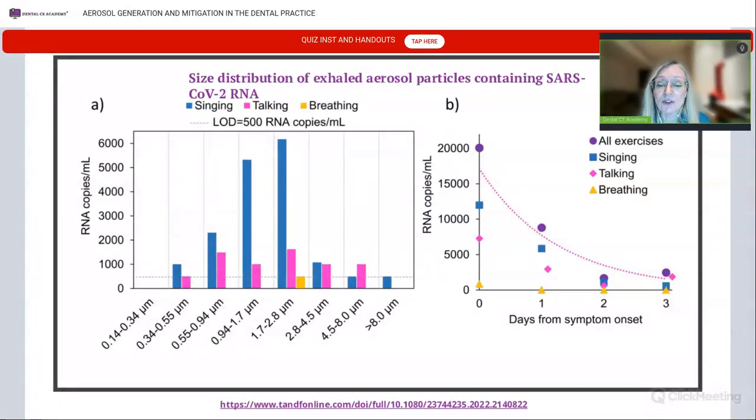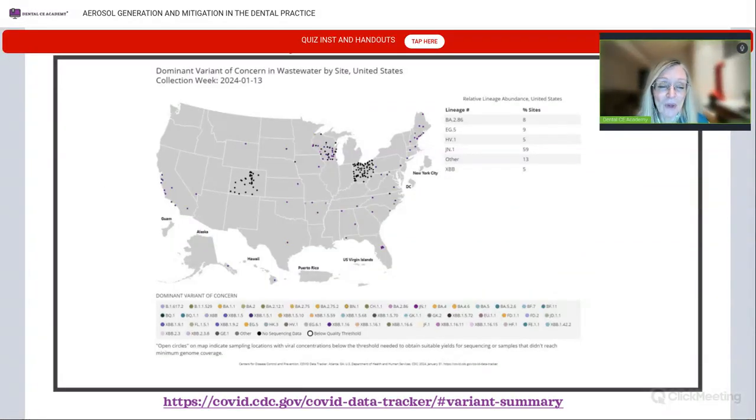So what do we see? Singing came in number one for days from symptom onset, followed by talking and then breathing. And then particle size here. So we can see that the particles here, 1.7 to 2.8 microns, and the activity of singing had the most of that size particle. However, we're going to see in our healthcare practice of dentistry that we need to be worried about a different kind of particle that I haven't mentioned yet. And we're getting there.